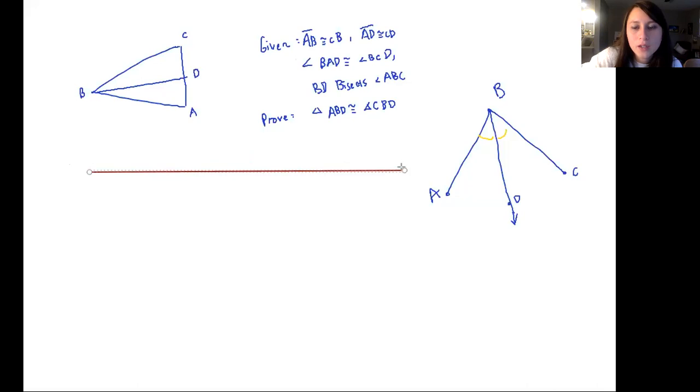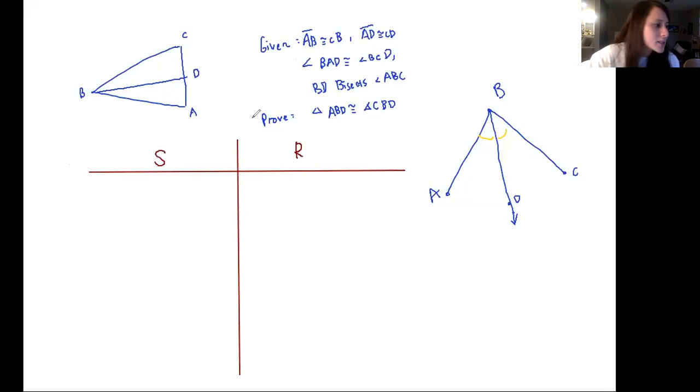Maybe I'll use a different color here. So here's my two columns, and of course, I've got my statements and my reasons. Statement and reason. And I'm just going to list out my givens. And I might just start with some of my sides first. So if I look, AB and CB are congruent. So AB is congruent to CB, that's given.